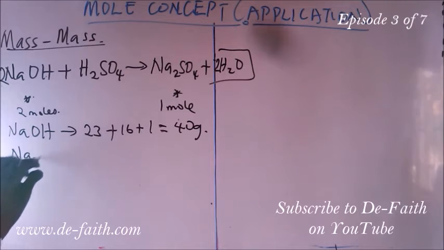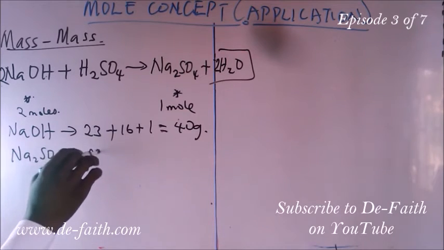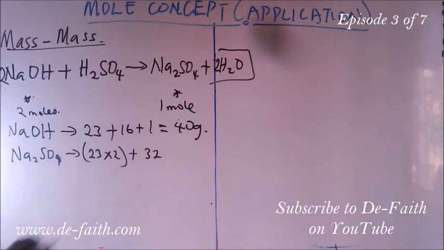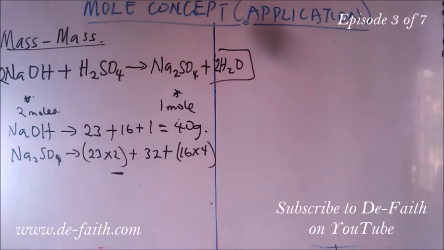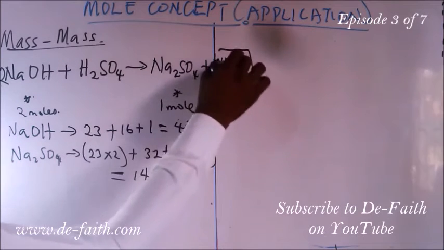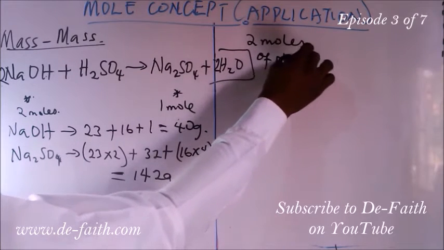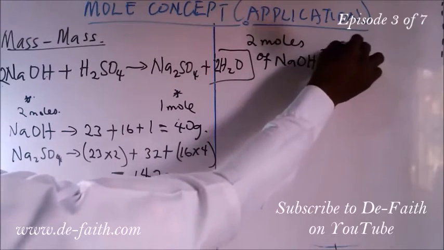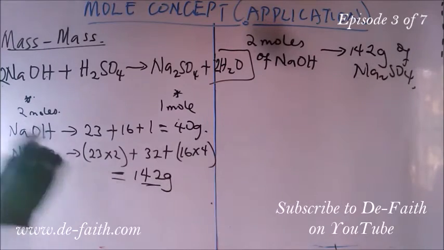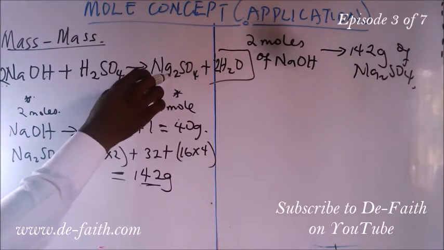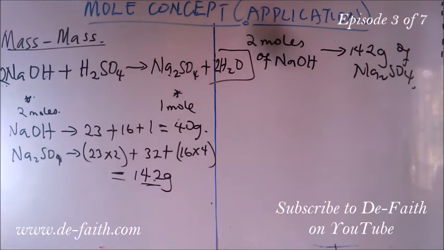Next, for Na2SO4, sodium is 23 multiplied by 2, sulfur is 32, and oxygen is 16 times 4. When we calculate all this, we have 142 grams. Now, from the question, we have to calculate the mass of Na2SO4 formed when 0.5 mole. From the question, 2 moles of NaOH produces 142 grams of Na2SO4. So we have 2 moles and then we have 1 mole of this. So this is 142 for sodium tetraoxosulfate 6.